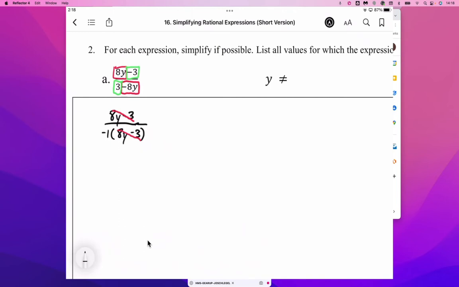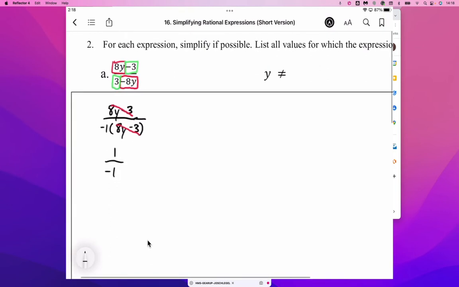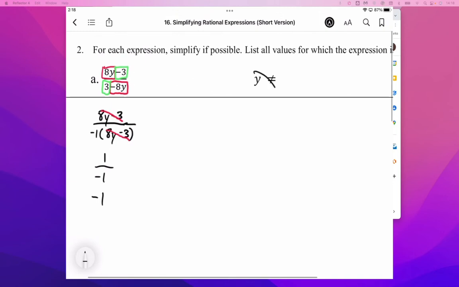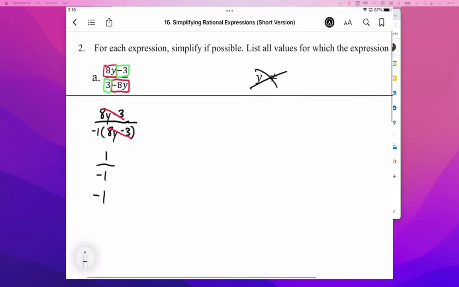A lot of teachers like to say cancel. I'm not one of those people. I like to say what's really happening. They would divide evenly and make 1. And so I would have 1 left in my numerator and negative 1 left in my denominator. And that simplifies to be negative 1. And so in terms of any values that don't work here, we don't have a fraction anymore. And so y can't be not equal to anything, so that's not something we need to worry about.